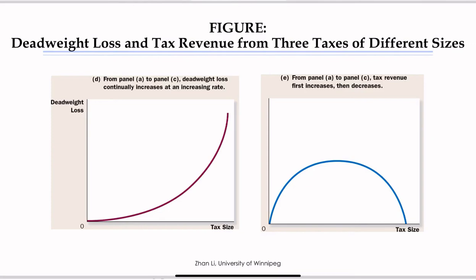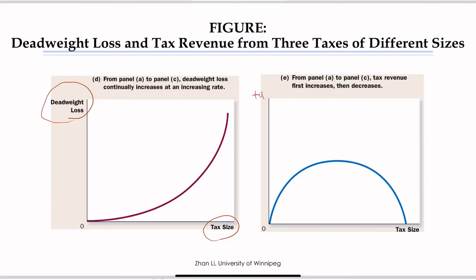We have deadweight loss on the vertical axis, and we have tax size on the horizontal axis. So you can see that it's just a monotonic increasing relationship, right? Deadweight loss increases as tax increases.